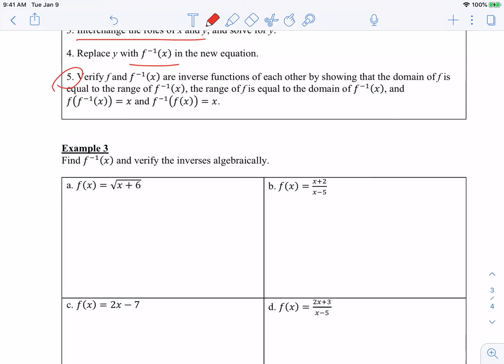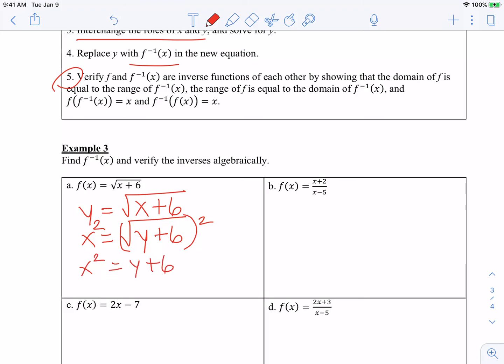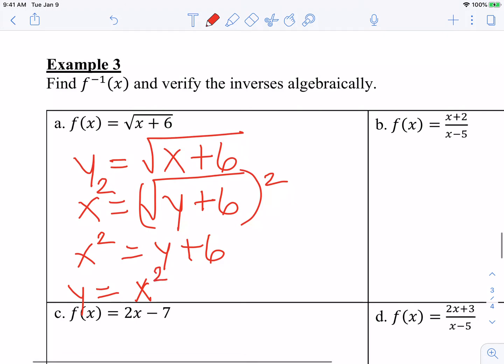So here we have f of x. I'm going to replace that with y. The second step was to interchange y and x. To get the square root by itself, or to remove it, we're going to square that. So x squared equals y plus 6. And then we could rewrite that as y equals x squared plus 6. And we want to make sure we show that this is the inverse, so I'm going to write that as f to the negative 1 to show it's the inverse.